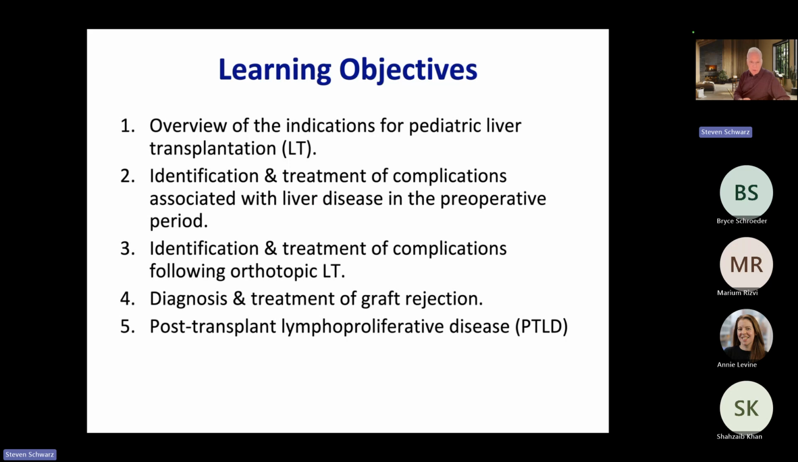So we're going to, again, look at the overview of the indications for liver transplantation, identify and be able to treat complications associated with liver disease in the preoperative period. We're going to look at the identification and treatment of complications following transplantation. We will hear something about the diagnosis and treatment of graft rejection. And at the close, we'll talk about what is a very important issue in the post-transplant state, that's lymphoproliferative disease.